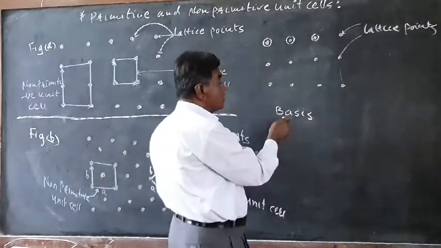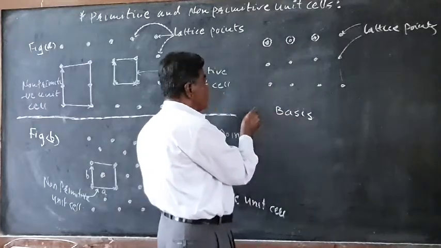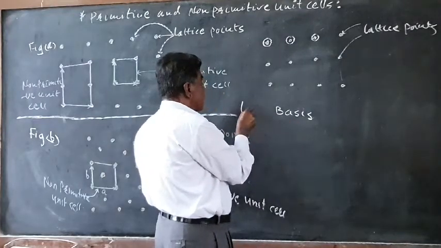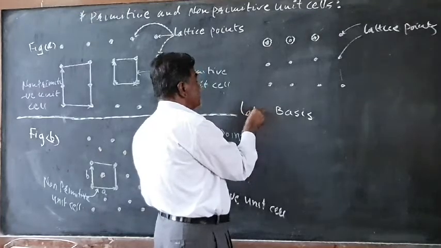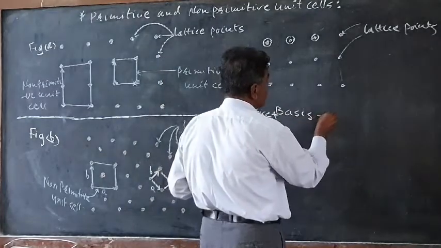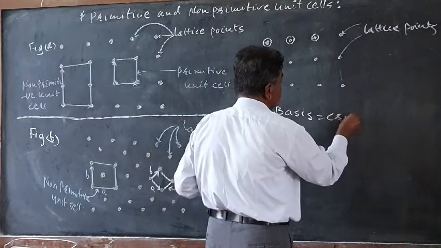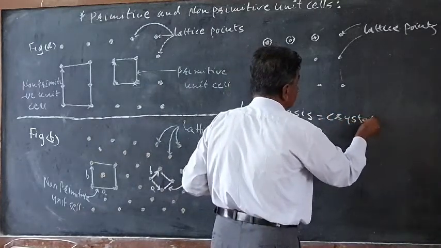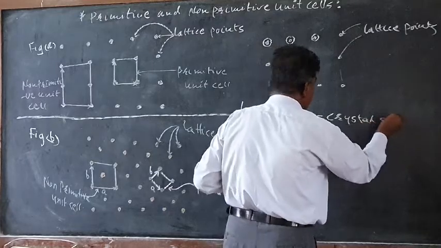So in order to have the crystal structure, we must know two things: the type of lattice plus the basis gives rise to the crystal structure. Last time we have seen this.